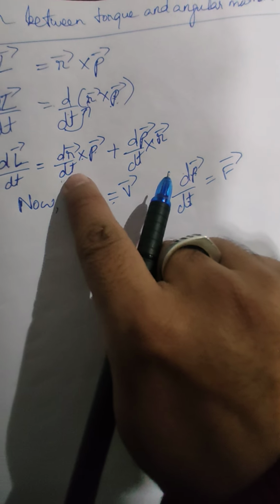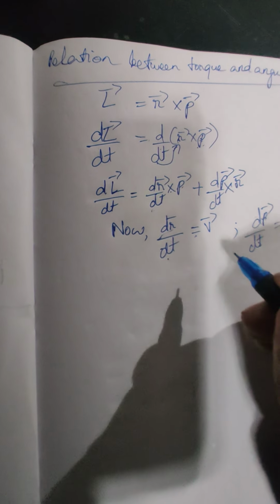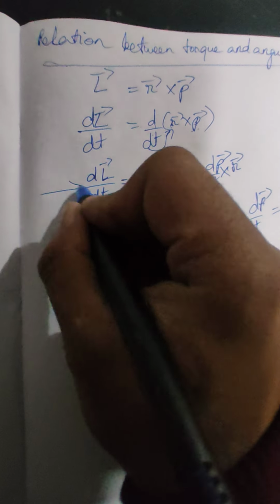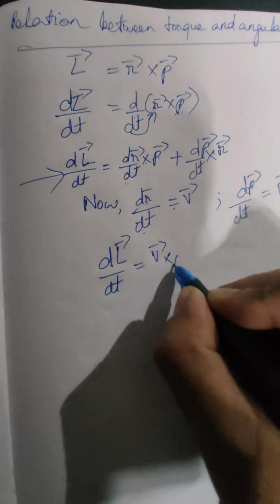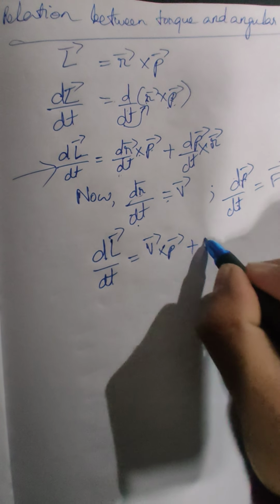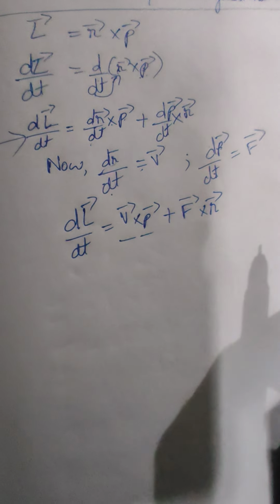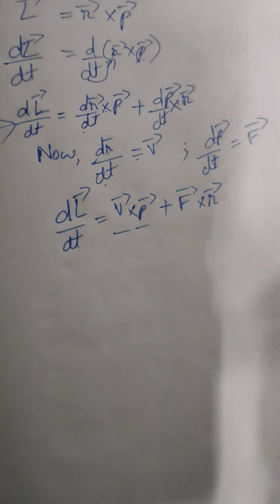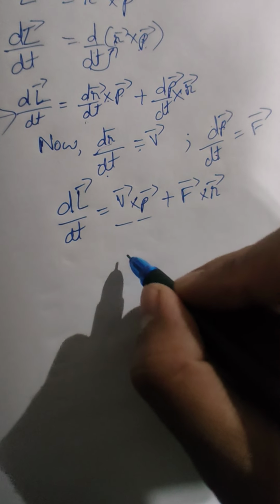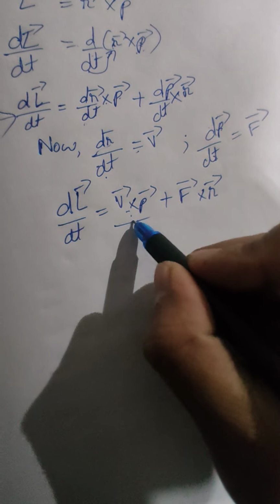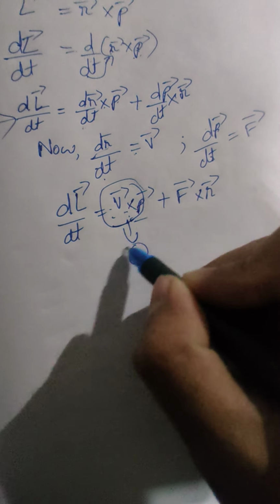So we will substitute v for dr/dt, and for dp/dt we will substitute F, force. So what will we have? If we substitute these two values, then in this line we will have dL/dt is equal to v cross p, plus F cross r. Now v and p, velocity and momentum, are parallel vectors. For two parallel vectors the cross product is 0. So since v and p are parallel to each other, this value will be 0, okay.